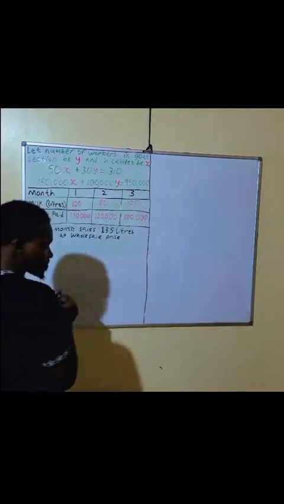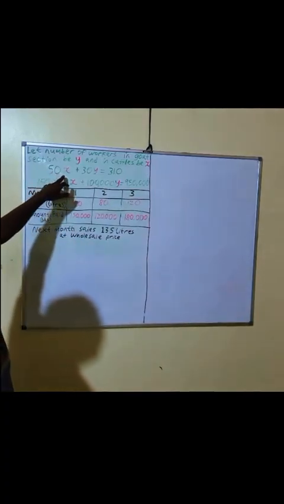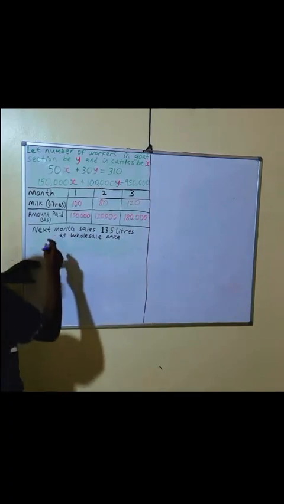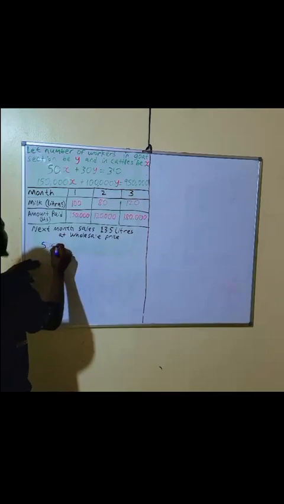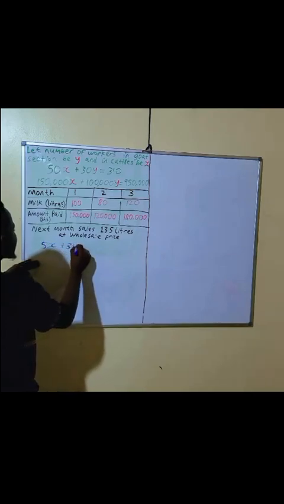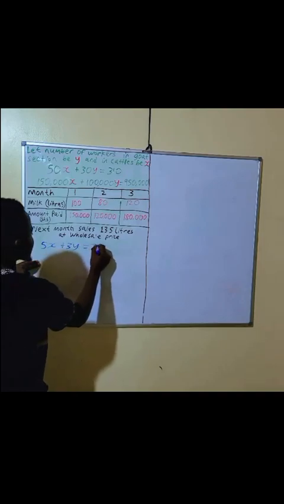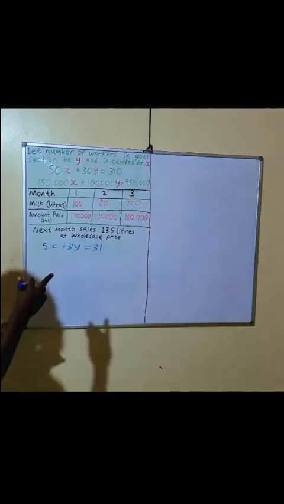To simplify them, it is easy. I'm going to just divide this first equation by 10 to reduce it. If I divide by 10, I get 5x plus 3y is equal to 31. If I divide through by 10.